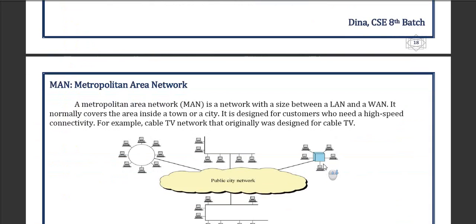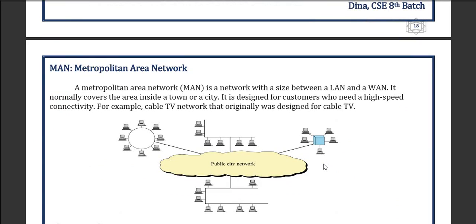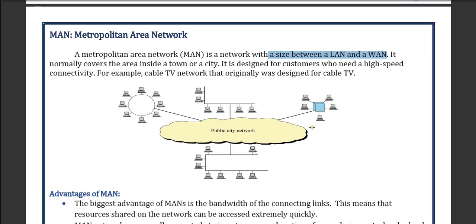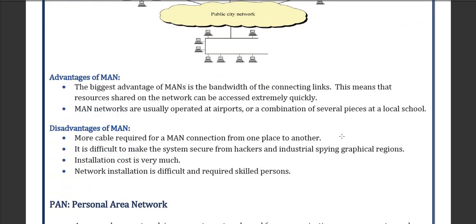The metropolitan area network is a network which can be built in a metropolitan area. Its size is between LAN and WAN, because LAN works under 1 kilometer, WAN works beyond that, and the MAN works between 1 kilometer and 100 kilometers. It can be a city. Several topologies can be used in a MAN network. The advantages and disadvantages of MAN are given.